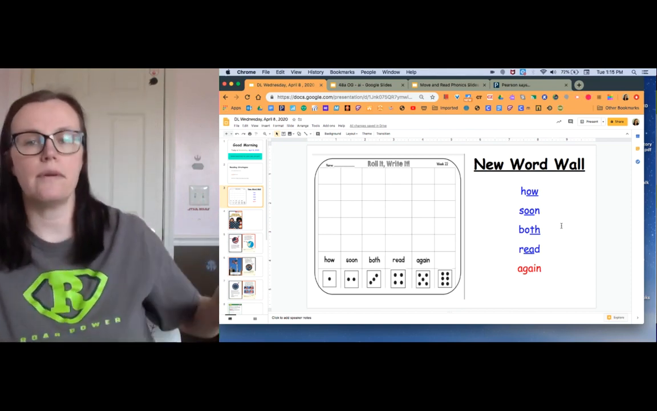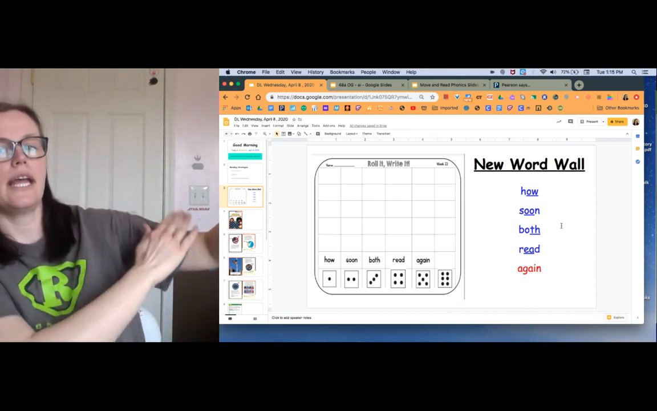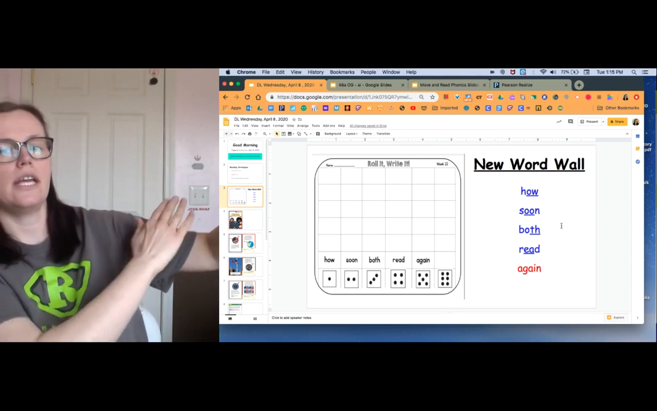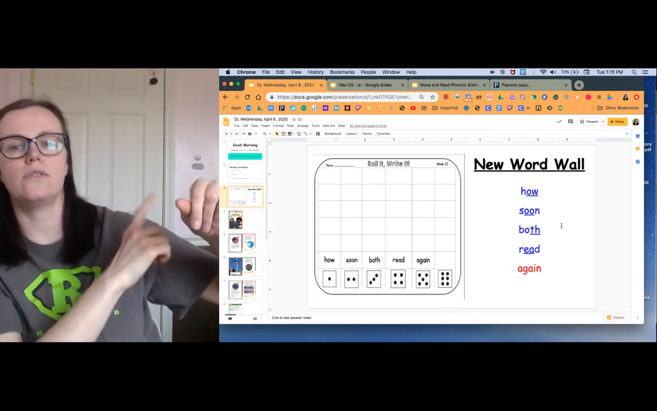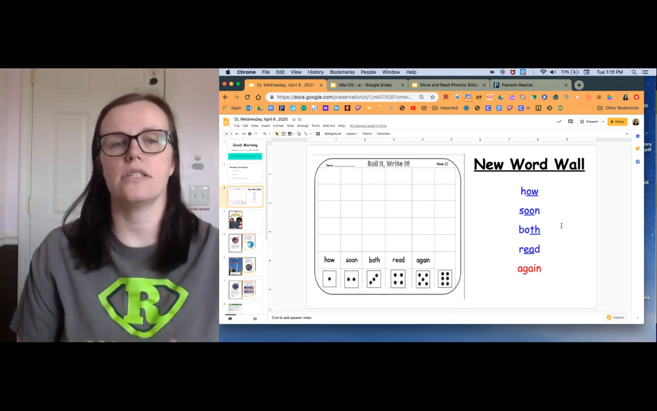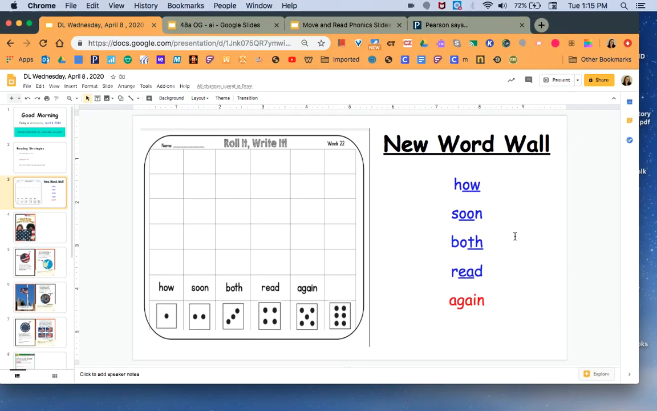And again is one of our red words. A-G-A-I-N. And you may want to swoop the A-I-N just to make that word a little bit smaller for you.